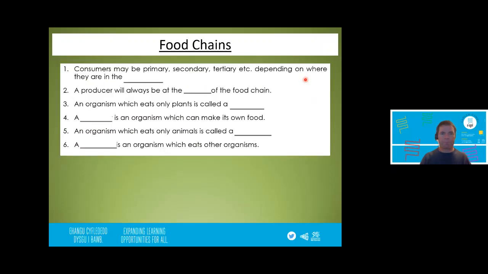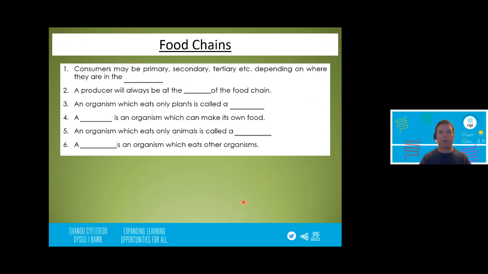Okay, let's see if we can do the same here. Can you identify what words are missing from there? I'll just give you 30 seconds to have a little go on that. Right. Okay, let's see what we've got here.